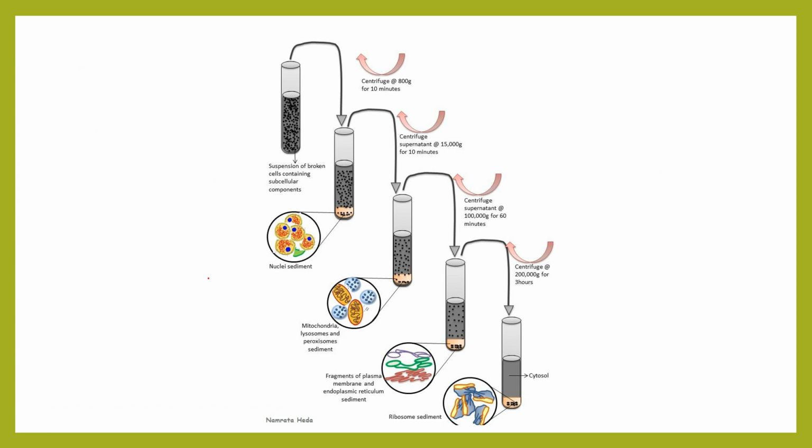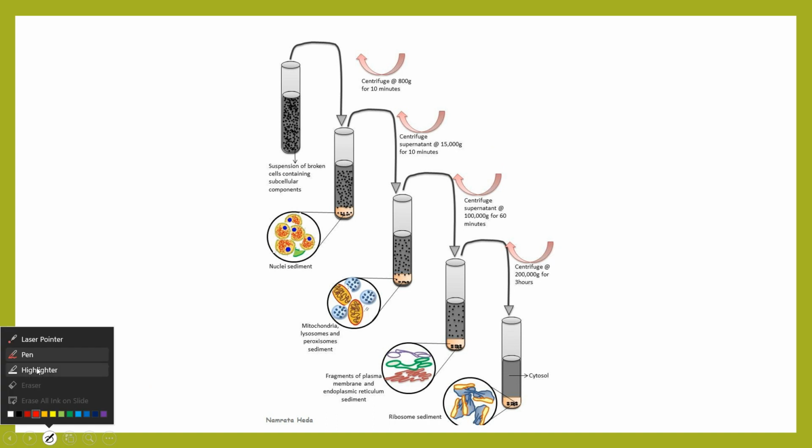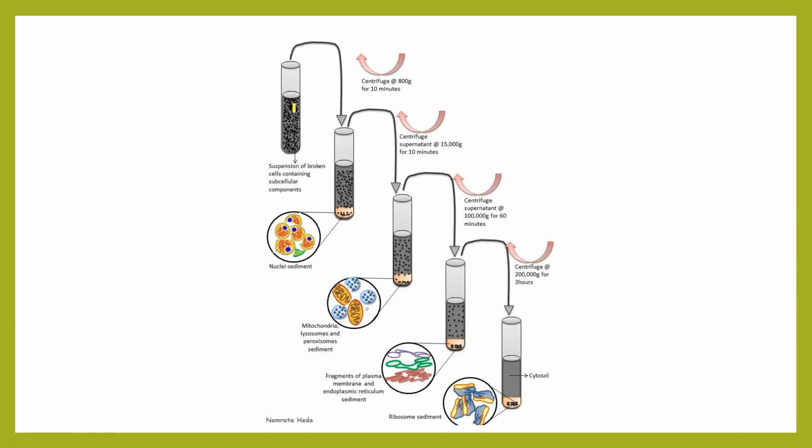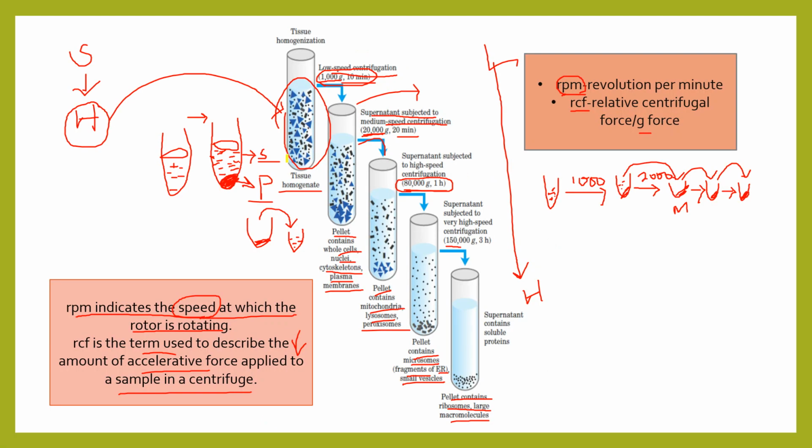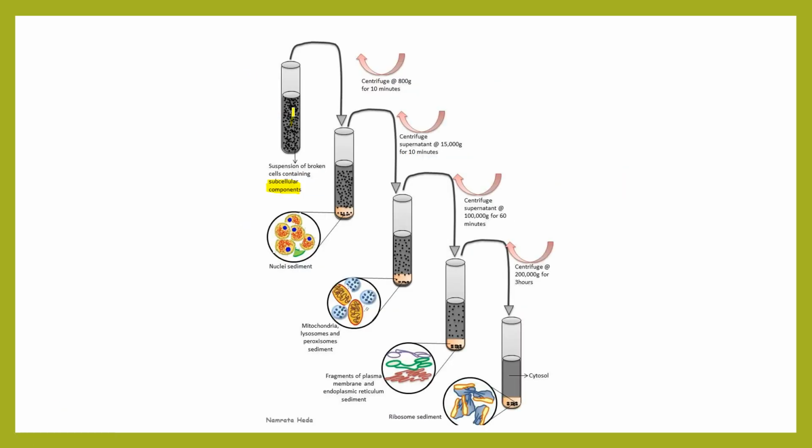Then this is another diagram of centrifugation. First of all, a suspension of broken cells containing subcellular components. Here we have called it the tissue homogenate. In other words, it is a subcellular component, that is a suspension of broken cells.